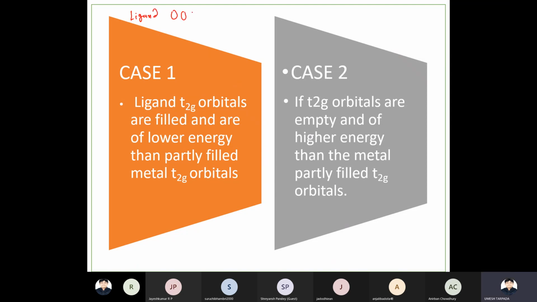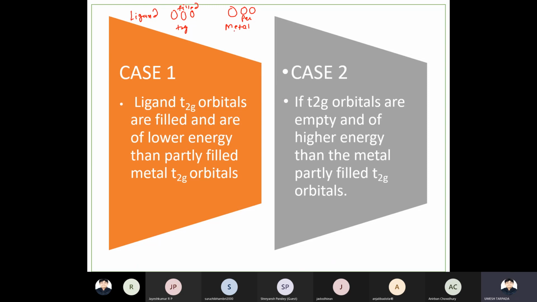ligand की जो T2G है वो filled होगी, and so filled है, so there are electrons, तो repulsion ज्यादा, इनकी energy decrease होगी. They are having lower energy than partially filled metal orbital. मेटल की जो ऑर्बिटल है उसमें कम इलेक्ट्रॉन है, partly filled है. तो उस केस में क्या होगा? Partial filling है तो कम इलेक्ट्रॉन है, so it behaves as electron deficient.